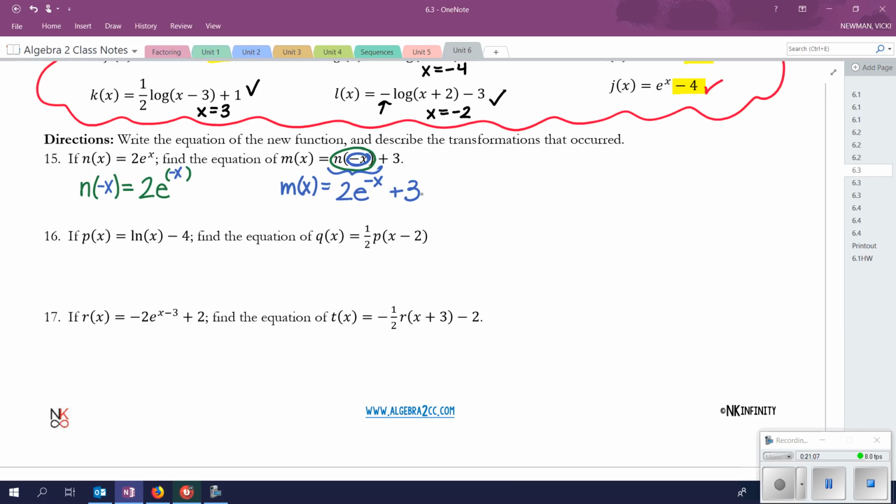Okay, let's try another one. This one, p of x is ln of x, which has a natural base of e, minus 4. Find the equation q of x is 1/2 p of x minus 2.